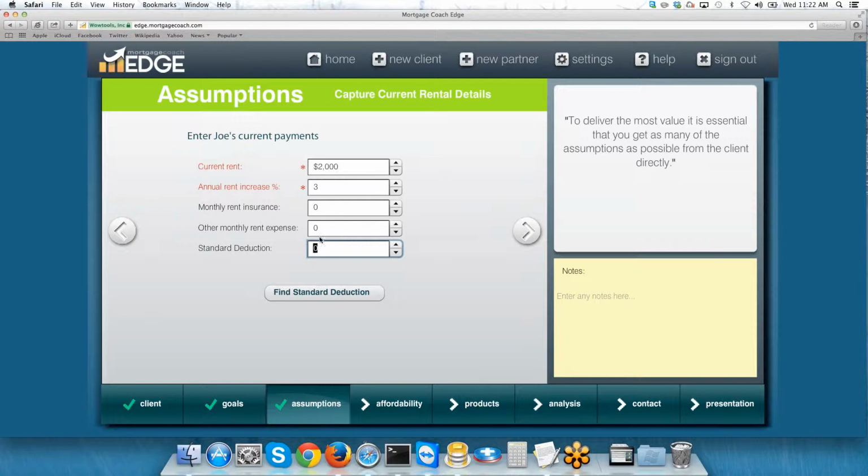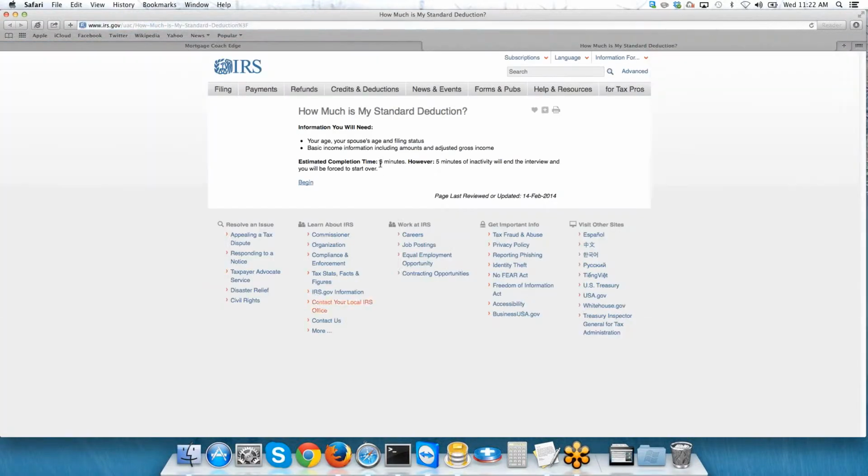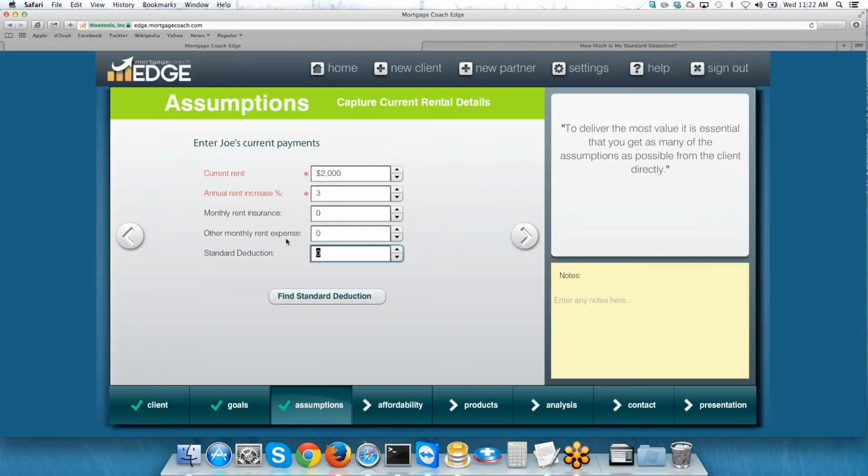Now, if you want to find out the standard deduction for your client, you can always hit Find Standard Deduction. And this is going to take you through a few questions. It takes less than 5 minutes. I think I can get through this in about 2.5 minutes. But you're going to answer a few questions. And when you get to the end of it, you'll have a dedicated figure for that standard deduction. So here I'm going to say 6,100 because this is a single filer.